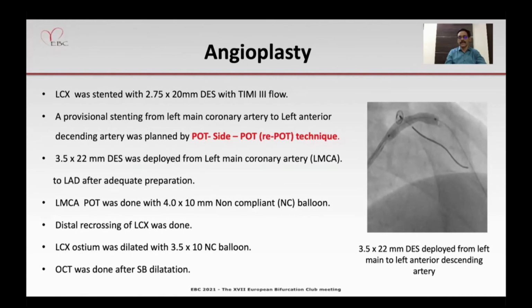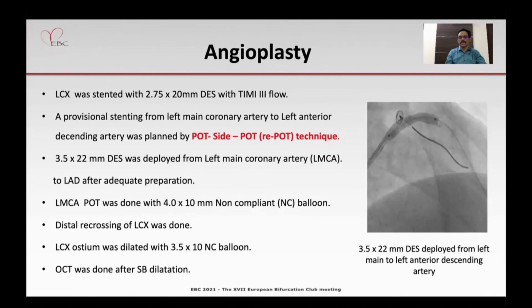The LAD lesion was adequately prepared, and then a 3.5 by 22 millimeter stent was deployed from LAD to left main with adequate length of stent in the left main. The diameter of the stent was chosen according to the LAD diameter. After the deployment, the left main portion of the stent was optimized by POT with a 4 by 10 NC balloon.